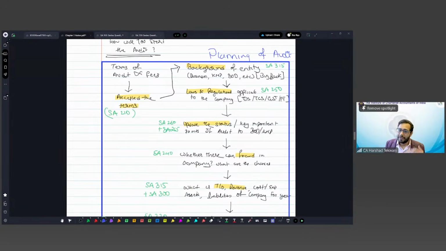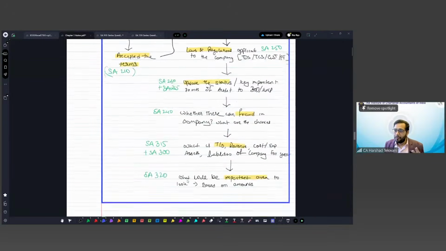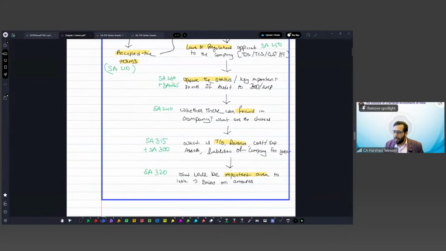This is nothing but what we are doing is the planning of audit. Now, here the second point comes: if this is the planning of audit, is it not also a responsibility of the auditor? Let's say, for example, when I talk about SA 240 to look into the fraud, is it not also a responsibility of the auditor to look into the fraud? Yes, sir.